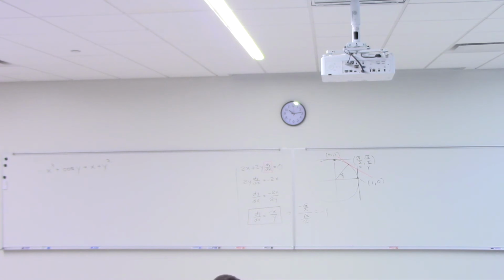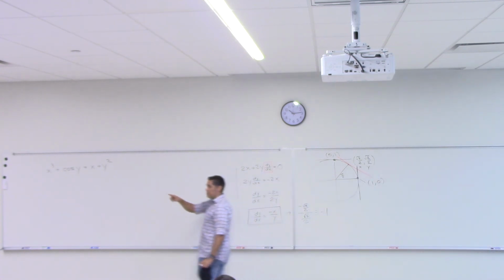So I'm going to go to, oh, sorry about that. Okay, I'm going to go to Desmos and I'm going to type in x cubed plus cosine y equals x plus y squared. Interesting. That is the graph of that relationship.